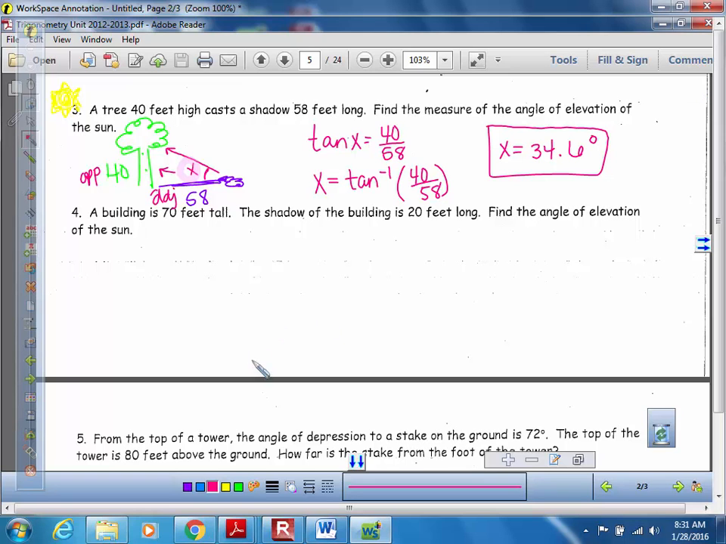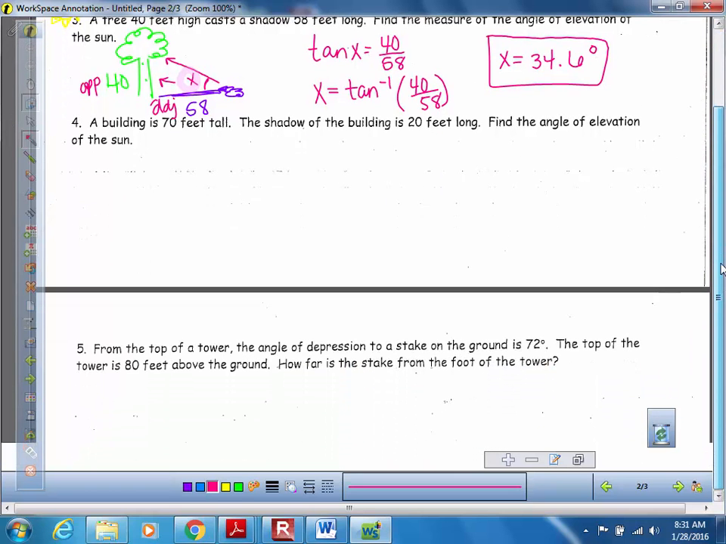Okay, so all of those have been angles of elevation. Now I want to show you one with angle of depression. So let's look at 5. It says, from the top of a tower, the angle of depression to a stake on the ground is 72. The top of the tower is 80 feet above ground. How far is the stake from the foot of the tower?